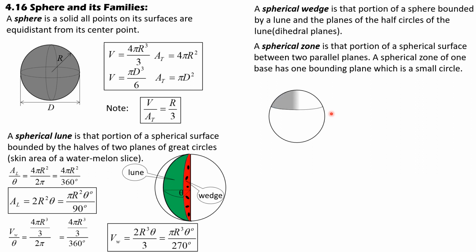So this is the sphere, and we have a bounding plane here and the surface of the sphere. This is a spherical zone, the area, but the solid as a whole is called spherical segment with one base. So that's the zone. The radius of the sphere is noted by capital R. The radius of the small circle is small a. The height is h. And that's the zone.